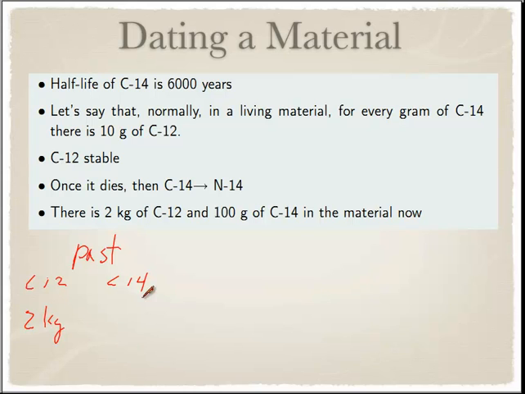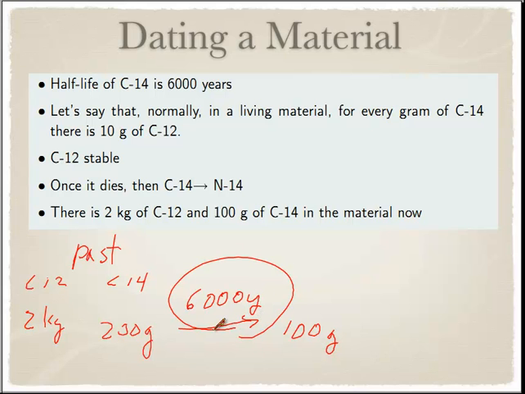But in the past, imagine that in the material now, let's say we made paper out of the plant, so it doesn't maintain this 1 to 10. So what we have here is 200 grams originally. This is the 1 to 10 ratio. So which means if we're starting with 200 and we go down to 100, that's 6,000 years. So now we can say that the material is 6,000 years old.